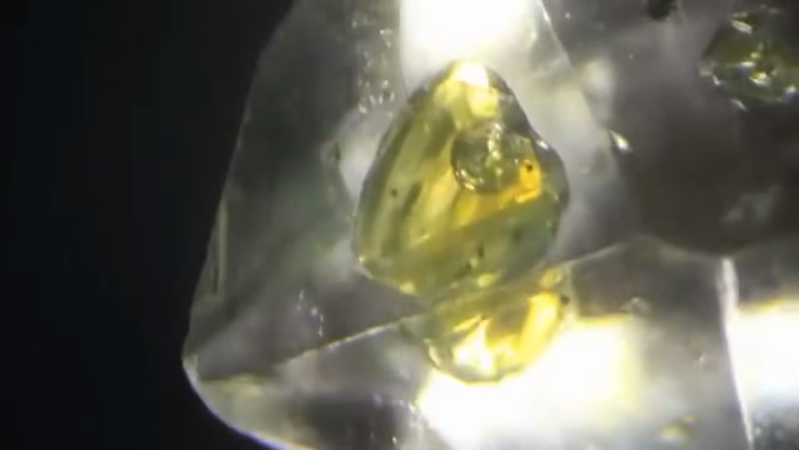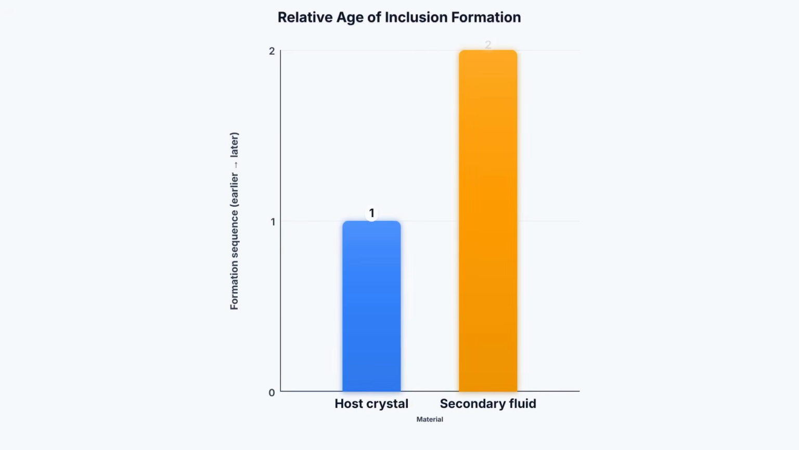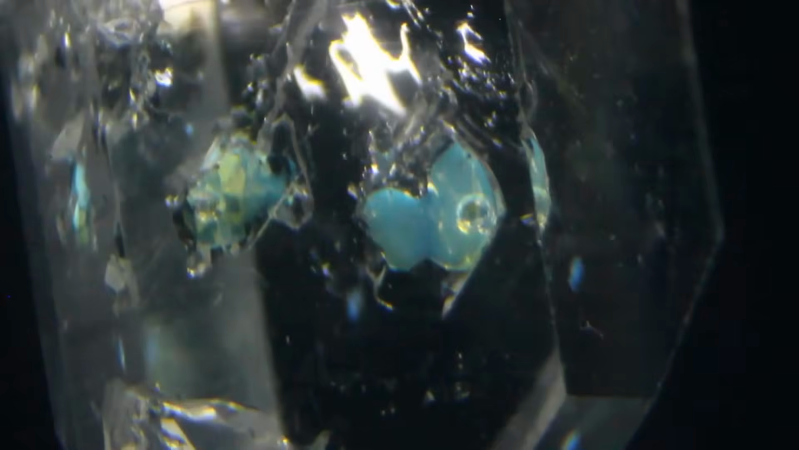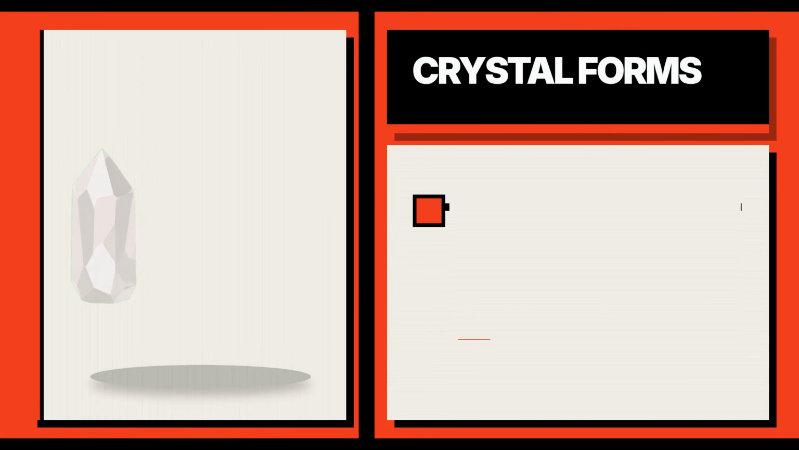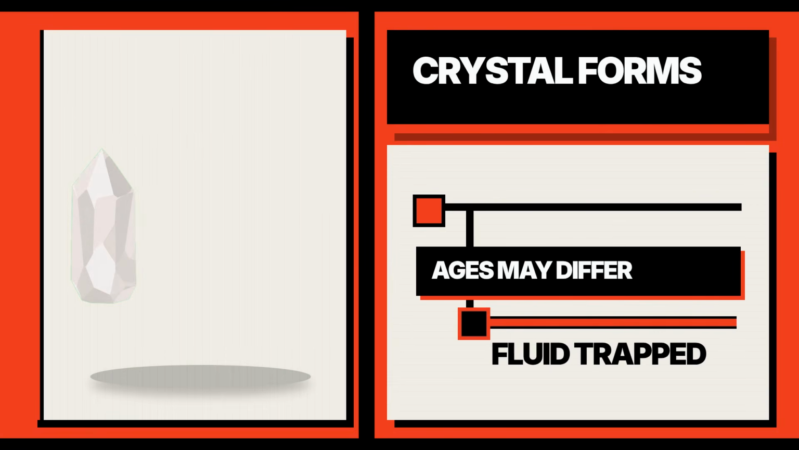Fluid can enter that fracture, and the break can later heal around tiny trapped pockets. Those are secondary inclusions, which means the fluid is younger than the original host crystal. Some quartz specimens have contained primary and secondary inclusions together. That matters because the age of the crystal and the age of the trapped fluid are not automatically the same.